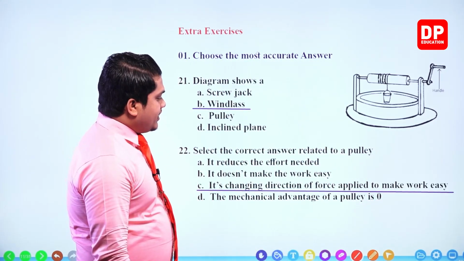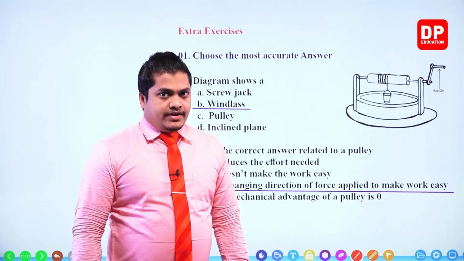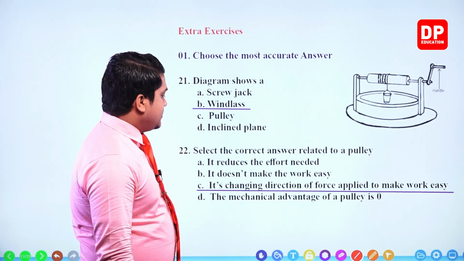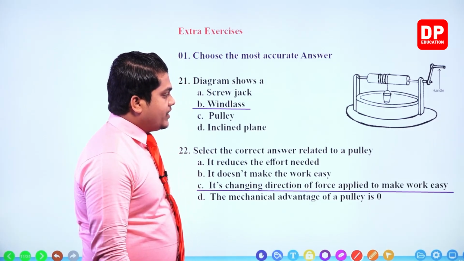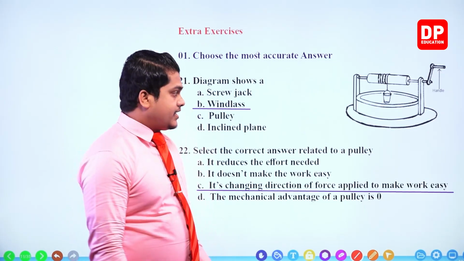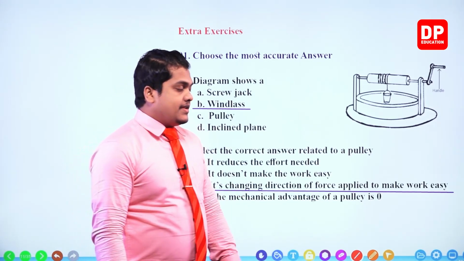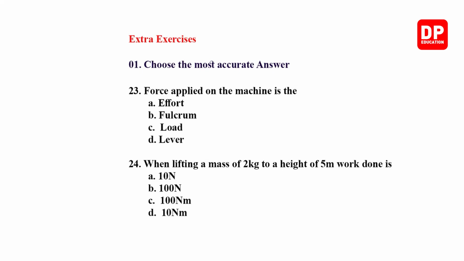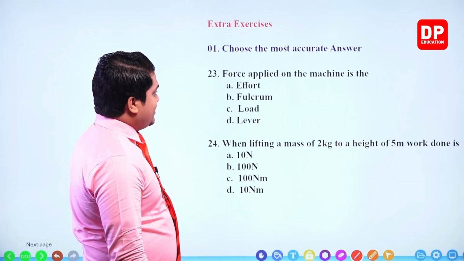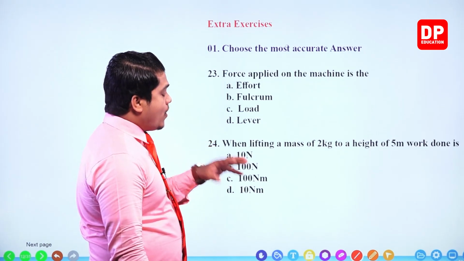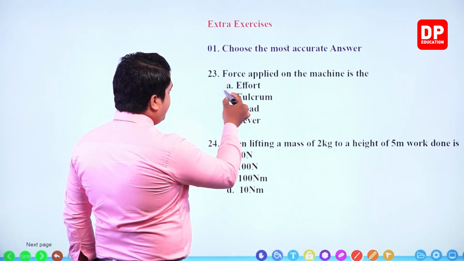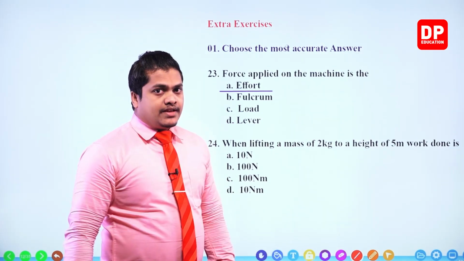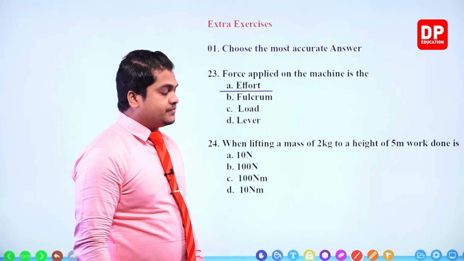The mechanical advantage of a pulley is 0. That's incorrect, right? So here the answer is: change in the direction of force applied to make work easy. That's the correct answer regarding a pulley. Then the next question, question number 23. Force applied on the machine is the effort. Very simple. Right? That is the force applied on the machine.